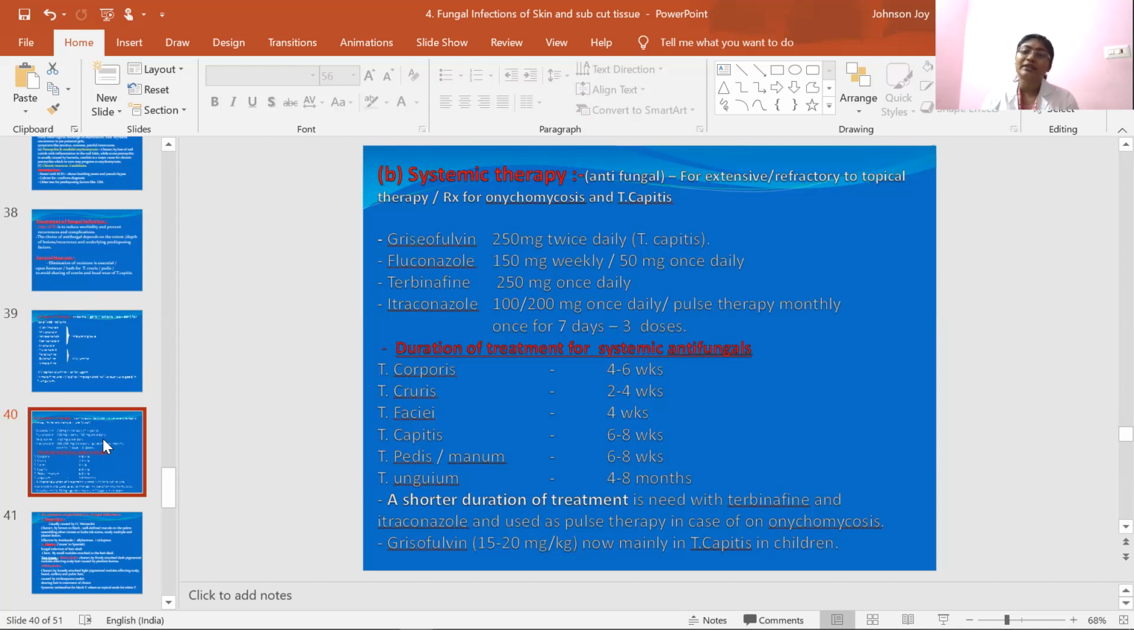So onychomycosis, or the nail infection, needs therapy for a longer duration, about 4 to 8 months. A shorter duration of treatment is needed with terbinafine and itraconazole used as pulse therapy in onychomycosis. Pulse therapy means you give the dose of itraconazole or terbinafine every 7 days. Griseofulvin 15 to 20 mg per kg is mainly used in tinea capitis in children.